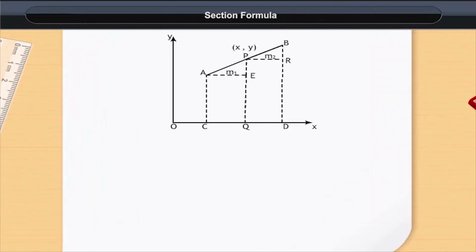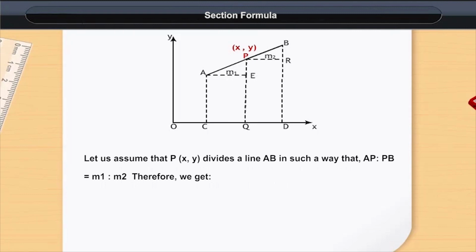Division formula. Section formula. Let us assume that P(x, y) divides a line AB in such a way that AP:PB is equal to m1:m2. Now, let us assume that the coordinates of A are (x1, y1) and the coordinates of B are (x2, y2).